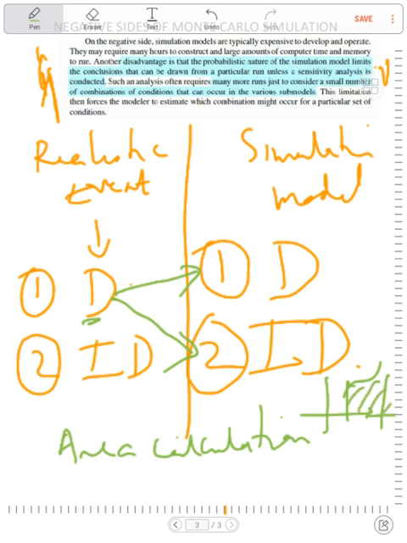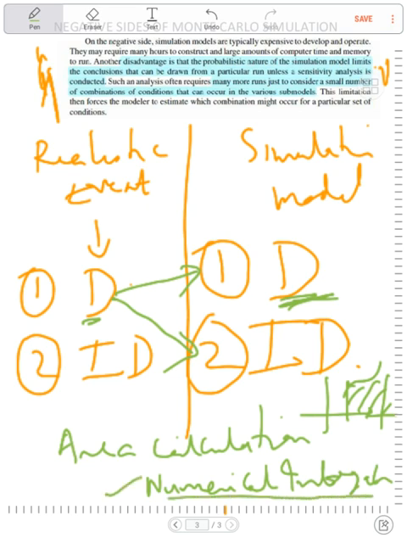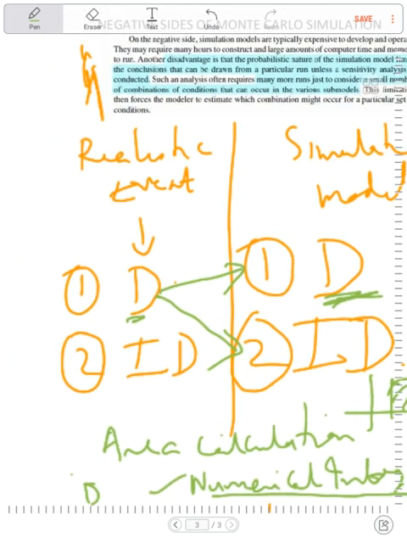You can use a deterministic procedure. For the deterministic procedure you can think of any quadrature formula, that is, numerical integration. We will learn numerical integration in our numerical analysis part. So you can use numerical integration to calculate the area. That is a deterministic procedure, DP I am writing. This is also modeling.